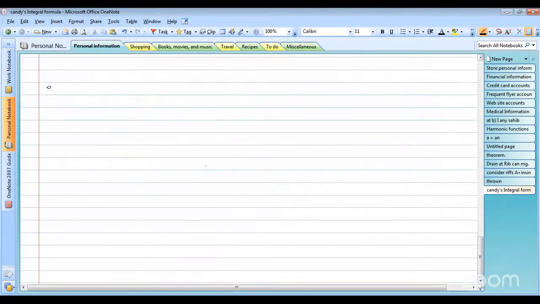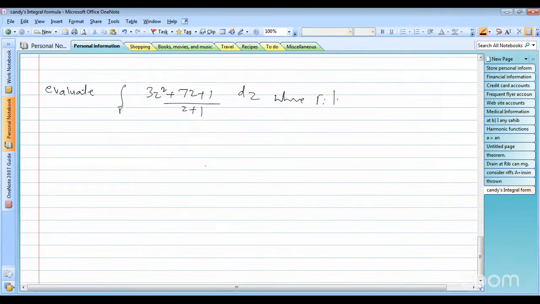Then another problem: evaluate the integration over gamma of (3z square plus 7z plus 1) by (z plus 1) dz, where gamma is the contour with modulus of z equal to 1. The integrand can be written, after simplifying, as 3z plus 4 minus 3 by (z plus 1).